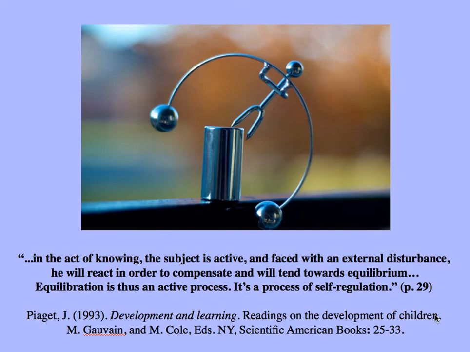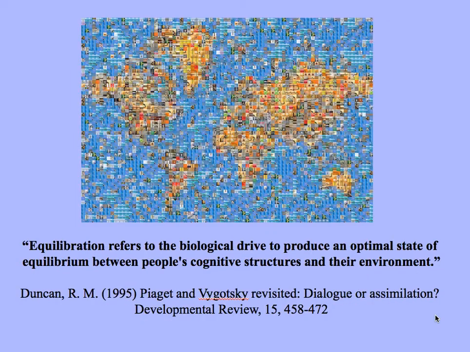It's a process of self-regulation. So Piaget, obviously focused more on intellectual development, and so at the intellectual level, we also have this equilibration process happening where we're creating, if we get new information and it throws us off, we have to balance our own understanding of that information and create new maps in order to make a better approximation of what the world we're presented with. So Duncan says, equilibration refers to the biological drive to produce an optimal state of equilibrium between people's cognitive structures and their environment.